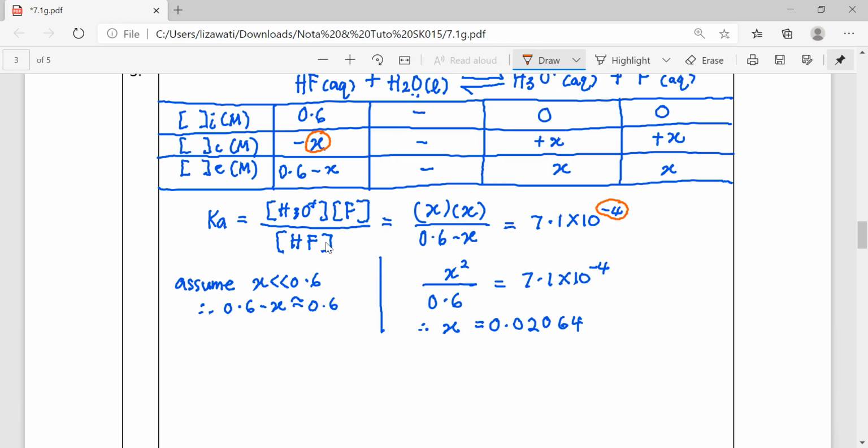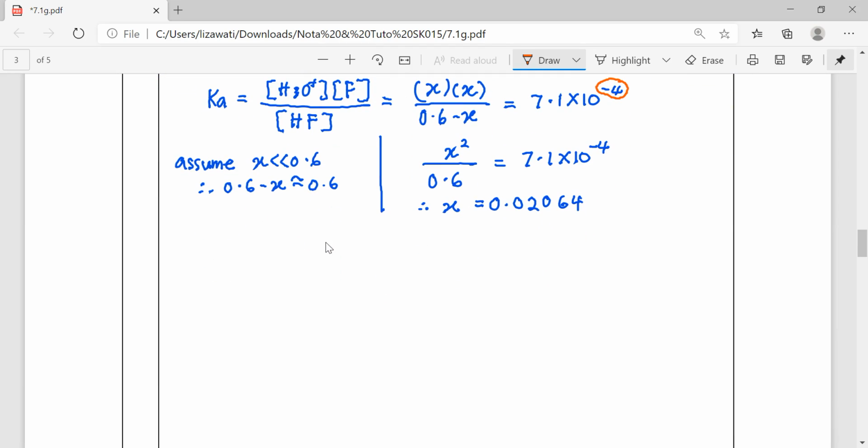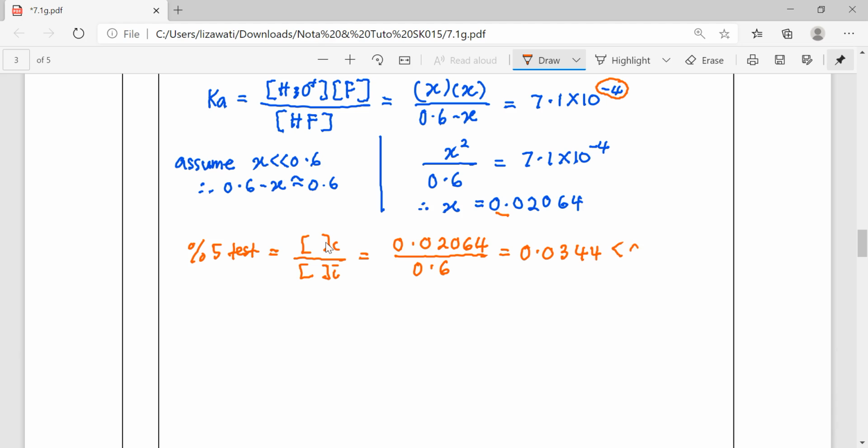So you have to apply the 5% test. The change here refers to the x value. Just substitute, divided by the initial, which is 0.6. The ratio here you will get is 0.0344, which is smaller than 0.05. Therefore, we can use the approximation method.